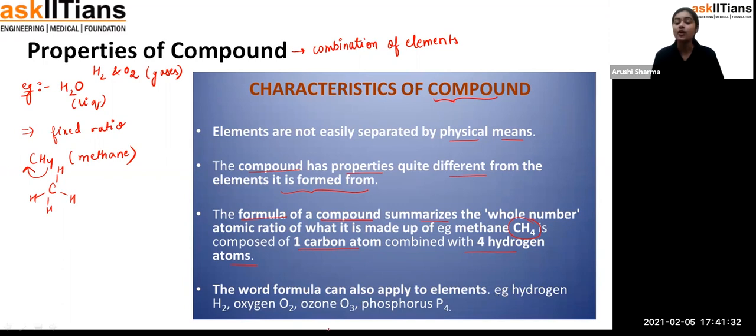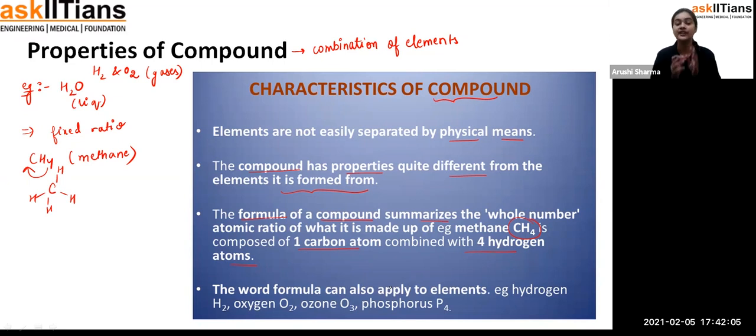Example: hydrogen, oxygen, ozone, phosphorus. That means when the same type of element combines together, we can give a name also, like oxygen, hydrogen, ozone, phosphorus, when there is no mixture of any other element. So the word formula can also apply to elements: hydrogen H2, oxygen O2, ozone O3, phosphorus P4. These are all the characteristics, or properties, of the compound, students.